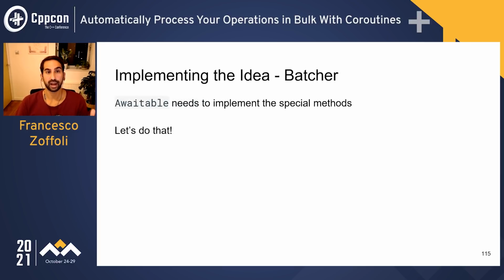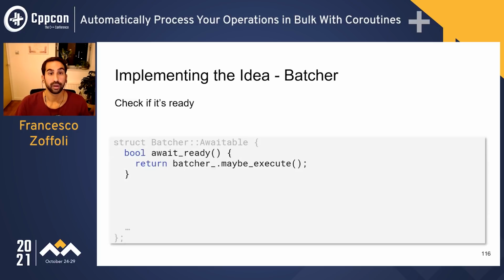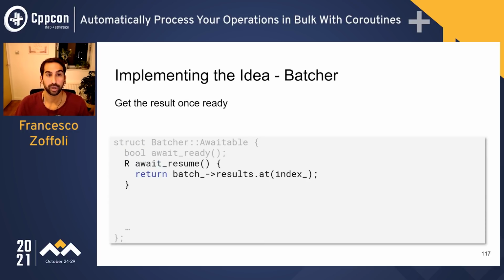But we were saying that awaitable needs to implement the special methods that are called by co_await when we return it. So let's do that. We can start with await_ready, and await_ready is simply going to call maybe_execute. This is a function inside the batcher, and we are going to see later how it's implemented. After, we call await_resume, and this is a trivial function to implement. We have the batch, which we look at the index to return the value to the caller.